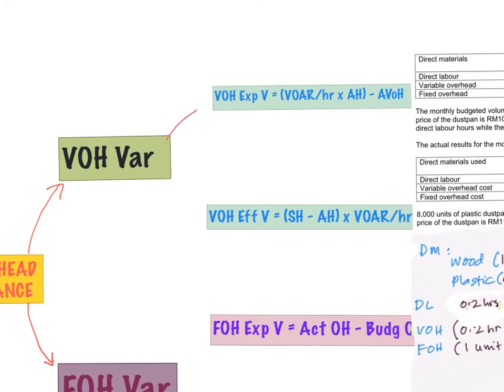The first one is what we call variable overhead expenditure variance. EXP here stands for expenditure. So variable overhead expenditure variance is the difference in the variable overhead expenditure between what has been budgeted and also the actual variable overhead that has already been incurred. So the difference here is what we call variable overhead expenditure variance. Okay, and then we also have variable overhead efficiency variance.